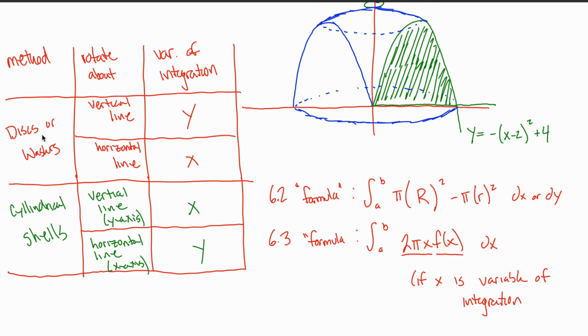It's also worth pointing out that with discs and washers, we rotated around vertical lines other than just the y-axis. Like we rotated around the line x equals 2 or something. With cylindrical shells, you can do that. It still works out, but we're never going to bother in this class. In this class, I'm going to pick my battles, and for cylindrical shells, we're always going to either rotate around the x-axis or the y-axis, which is why I include that parenthetically in this little chart.